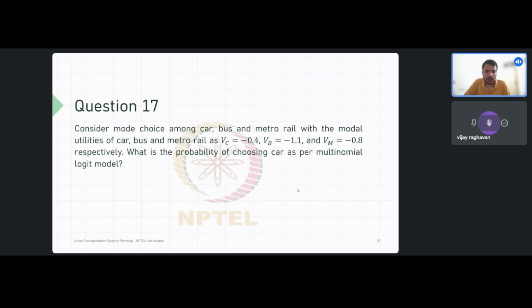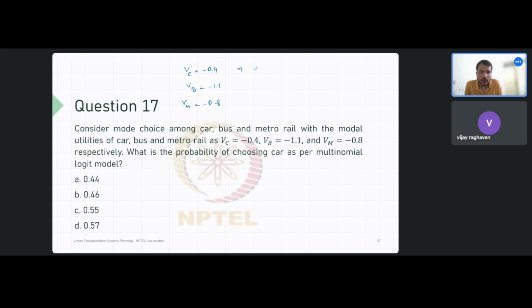So we have to find the probability of choosing car as per multinomial logit model. So this time we are not nesting bus and metro as transit. We are saying that, okay, there are three modes, car, bus, metro, all three are separate. So we will use a multinomial logit to find the probability of choosing car. So let's do it here itself. So VC is minus 0.4, VB is minus 1.1, VM is minus 0.8.